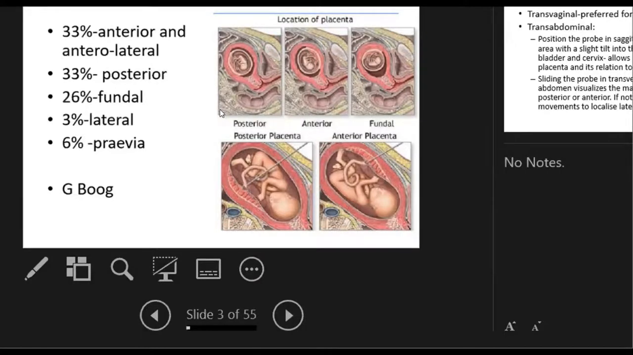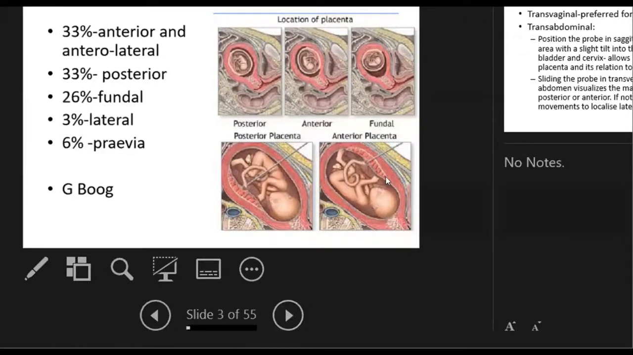And about 33% also are posterior. I showed you what a posterior placenta looks like. We also have fundal location in about 26% of pregnant mothers. A placenta can be located in the fundal region. It can also be in the lateral region, wholly in the lateral region, be it on the left or the right side. It can be a previa. We have described what a placenta previa is.